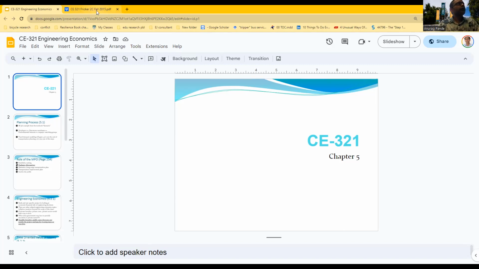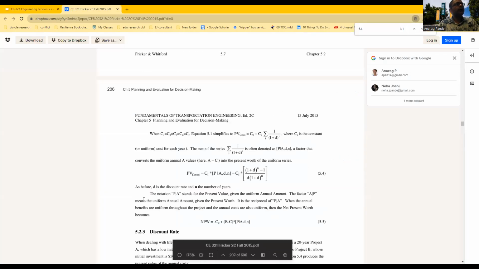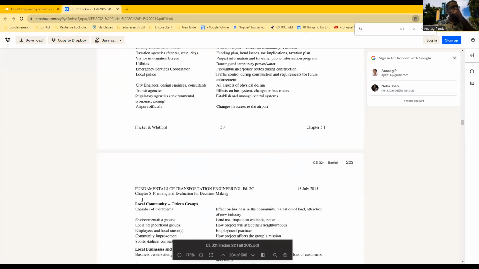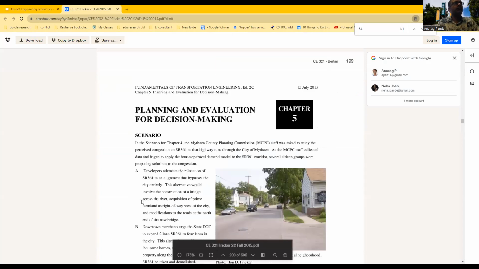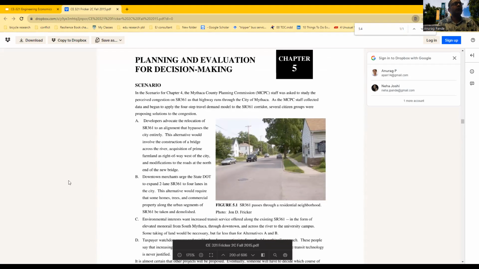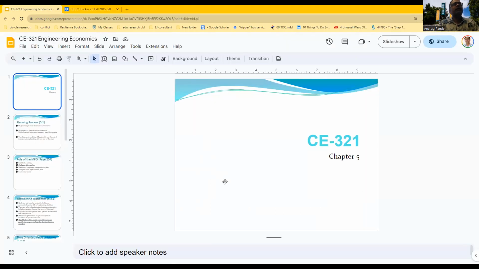And as usual, we're going to be discussing the slides, and I'll also have the textbook open here. So this is the chapter of the textbook that we're going to talk about. This is chapter 5 of your Fricker and Whitford textbook. So let's get started right away.